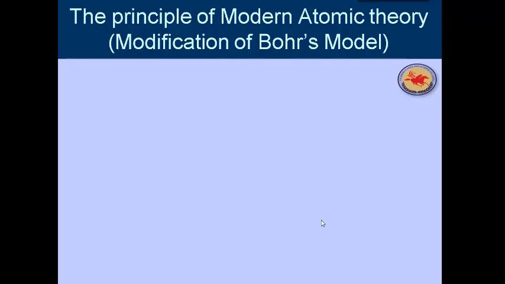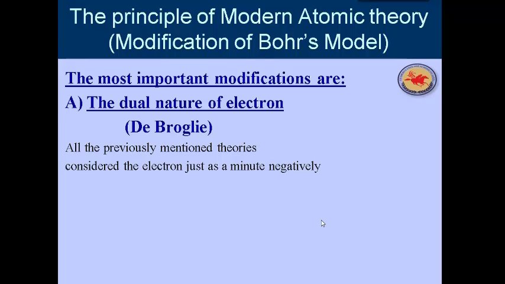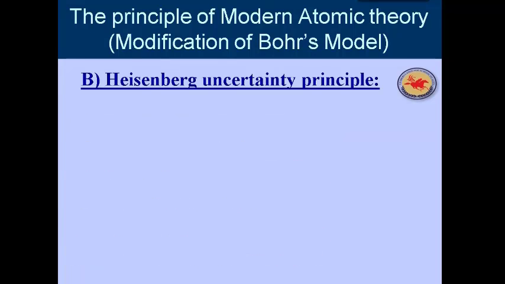Modern atomic theory is divided into three modifications applied on Bohr's atomic model. The first one is the dual nature of the electron by de Broglie. De Broglie said that all the previously mentioned theories considered the electron just as a minute negatively charged particle, but all the experimental data showed that the electron has dual nature. Dual nature means it has two properties, two characteristics: it is a material particle, but it also has wave properties.